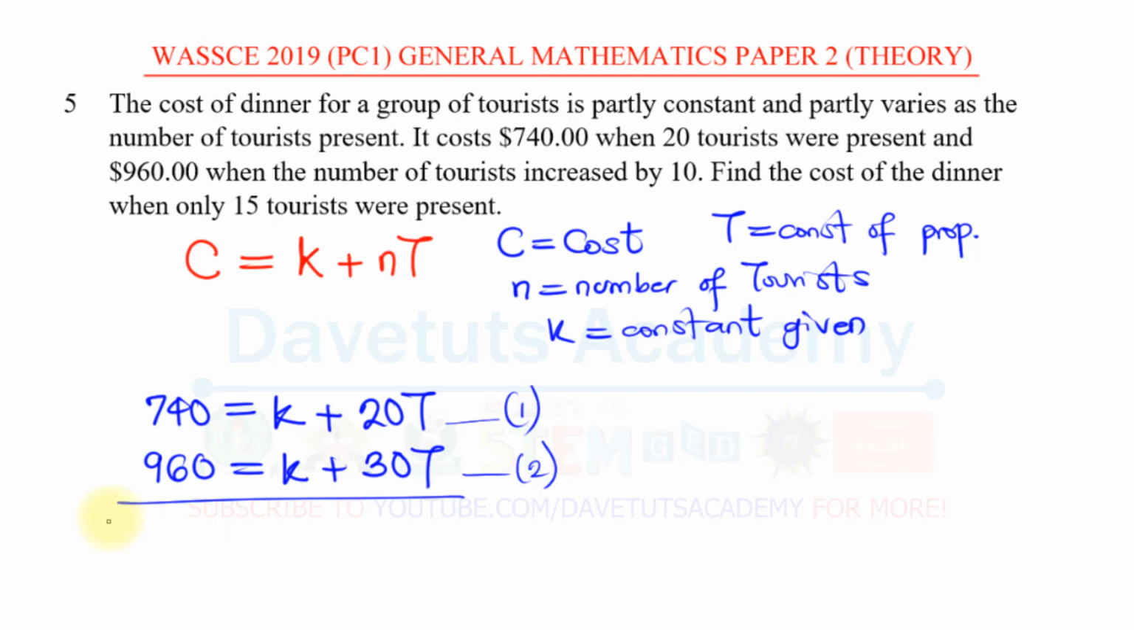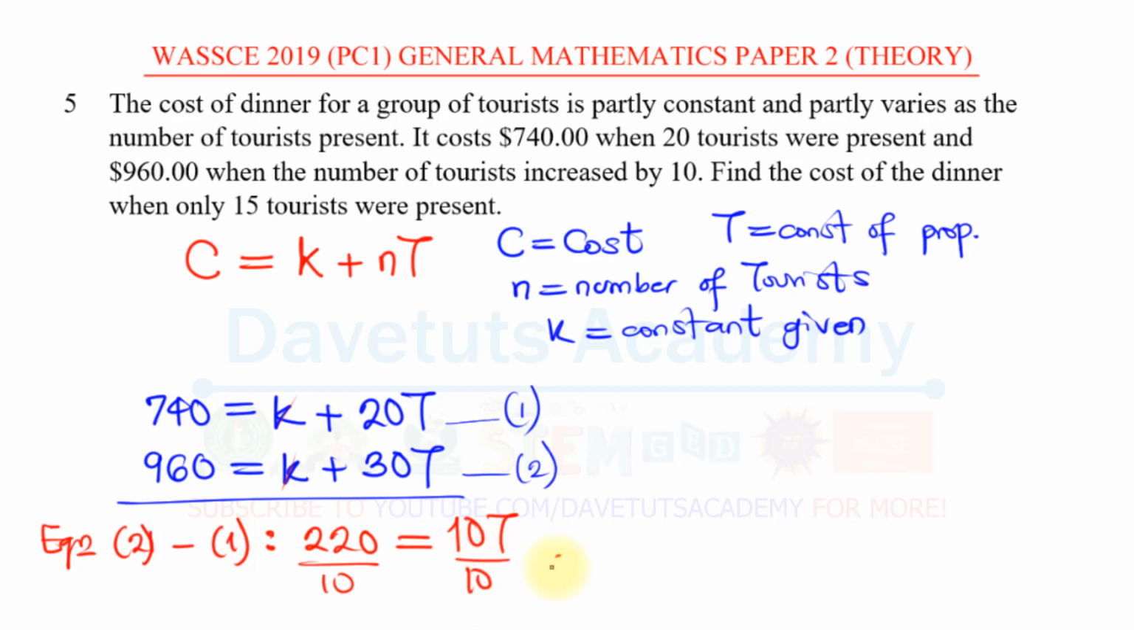I think it will be better to say equation 2 minus equation 1, okay? So if I say equation 2 minus equation 1, that means 960 minus 740, that will be 220, okay? K minus K will knock out. 30T minus 20T, that will be 10T. So I can divide both sides by 10. Therefore, T I can get to be 22.